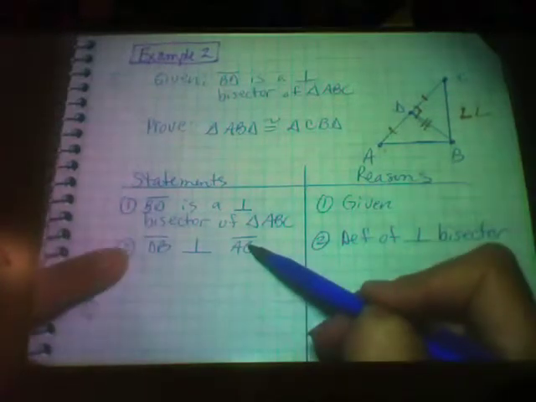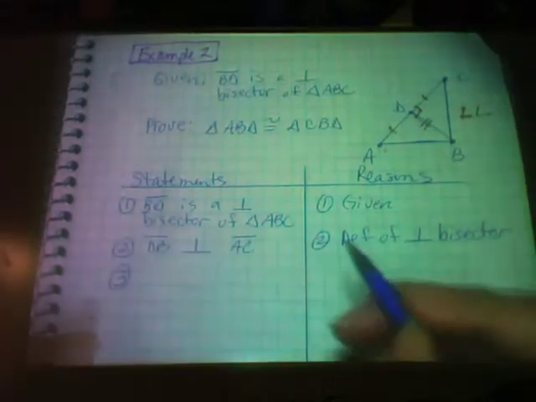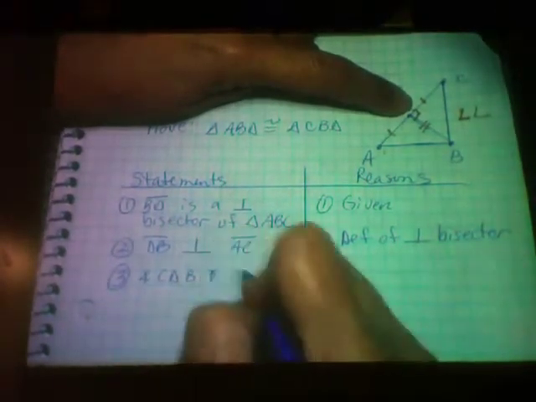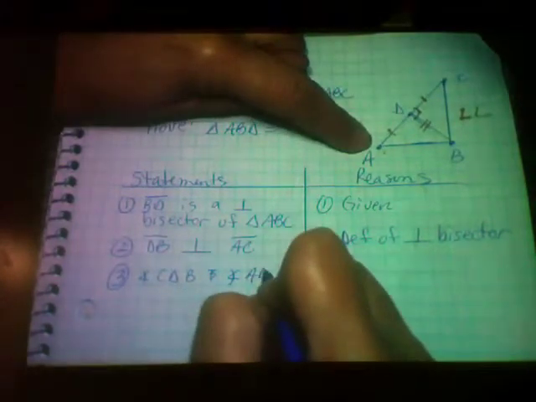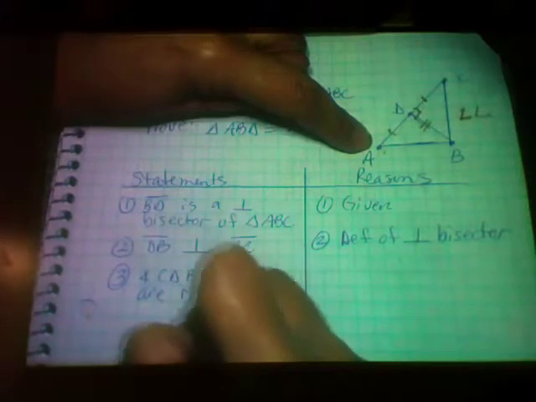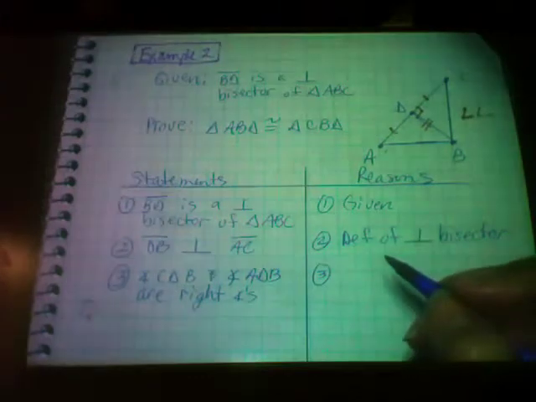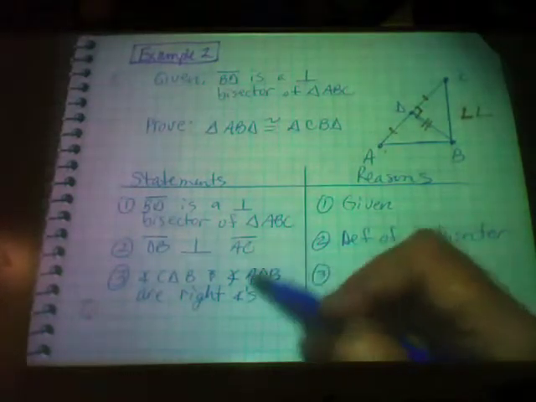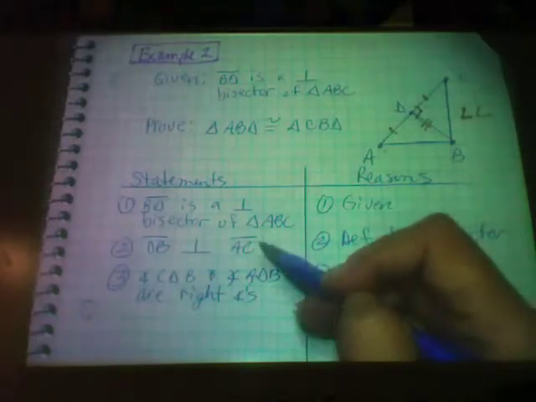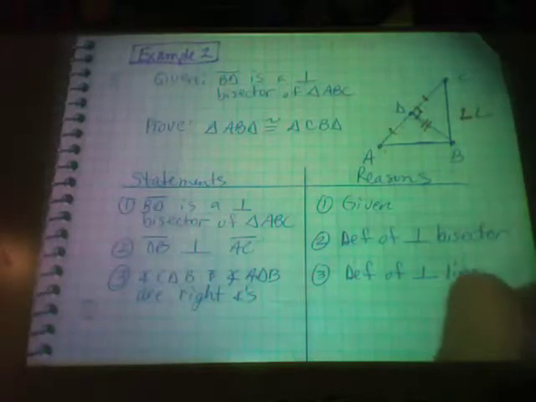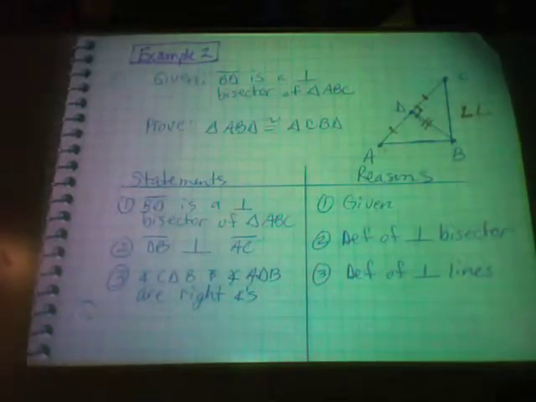Then what did we conclude from perpendicular lines? They form right angles. So the angles that are formed would be angle CDB and angle ADB are right angles. Why? From here to here, why? What's this? There you go. Definition of perpendicular lines. In the definition of perpendicular lines, it says that they form right angles.